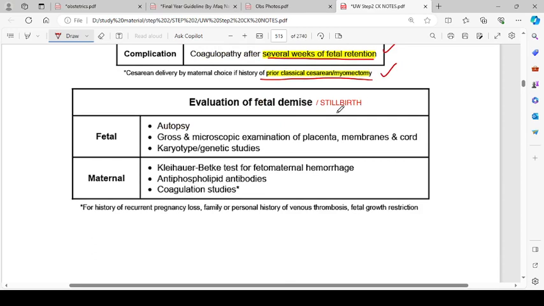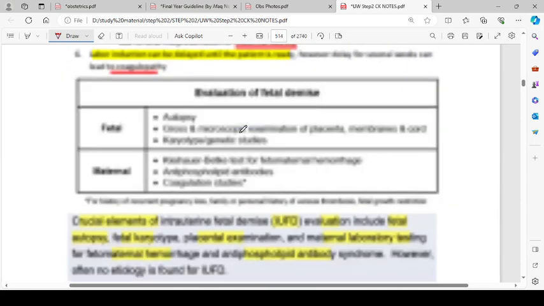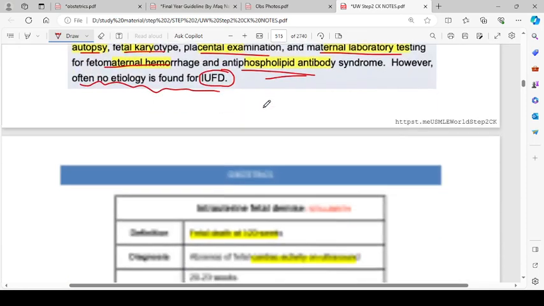Evaluation of fetal demise or stillbirth. How do we do that? We have done that table, right? It is the same table as this. So let's not do it again.